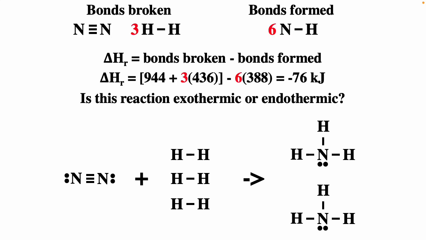And now we just do bonds broken minus bonds formed. For the reactants, we're breaking a nitrogen-nitrogen triple bond, and we're breaking 3 hydrogen-hydrogen single bonds. Here's our bonds broken: the 944 for the triple bond, and 3 times the 436 for the single bonds. Then we're forming 1, 2, 3, 4, 5, 6 nitrogen-hydrogen bonds, and each nitrogen-hydrogen bond has a bond enthalpy of 388. That gives us a delta H of minus 76.